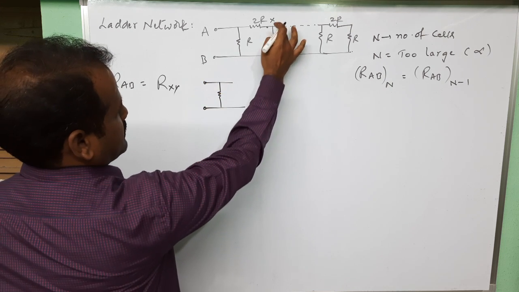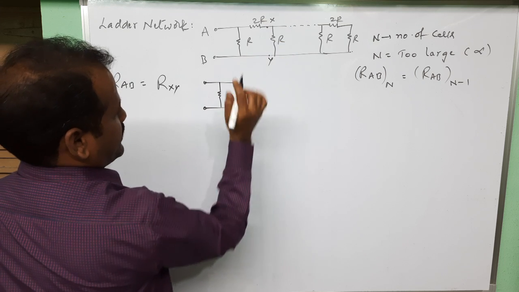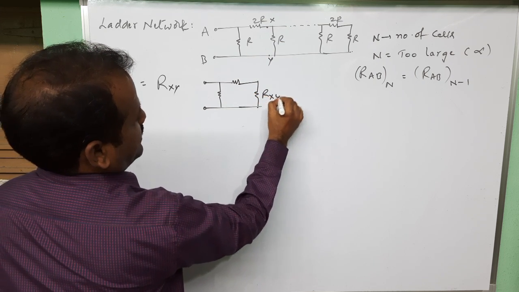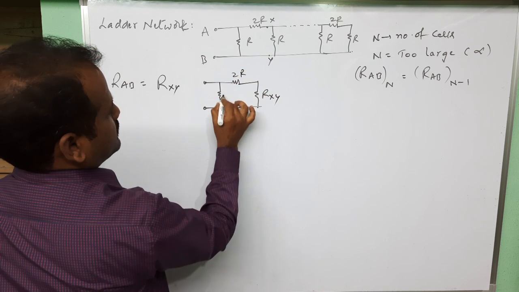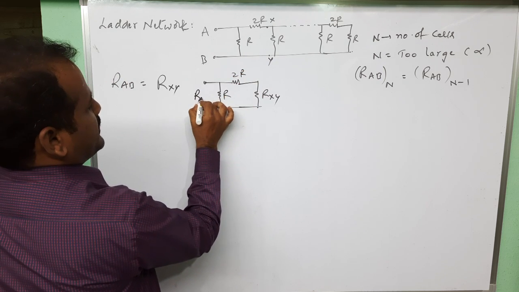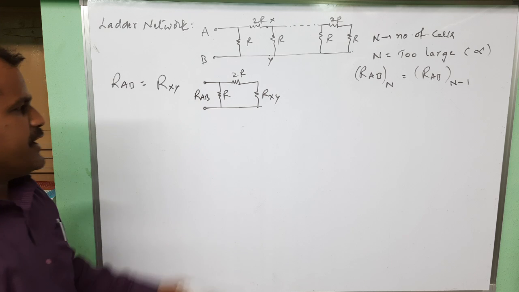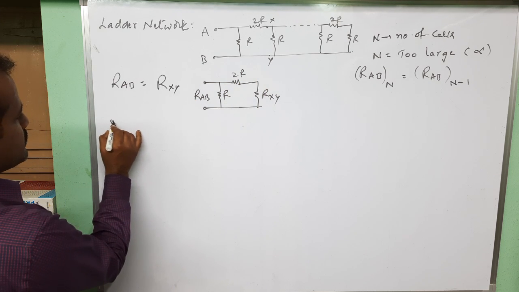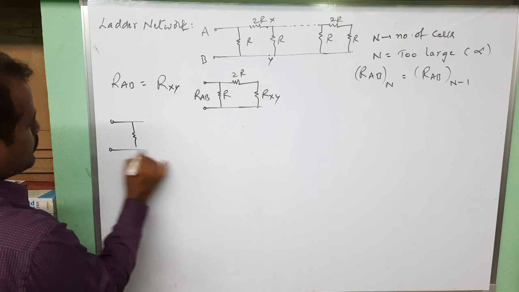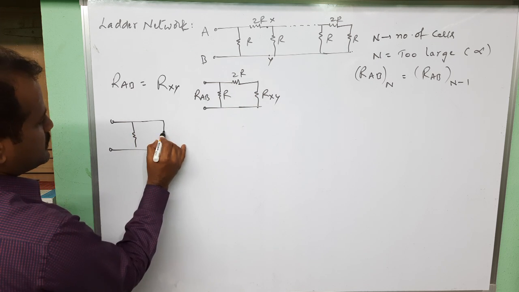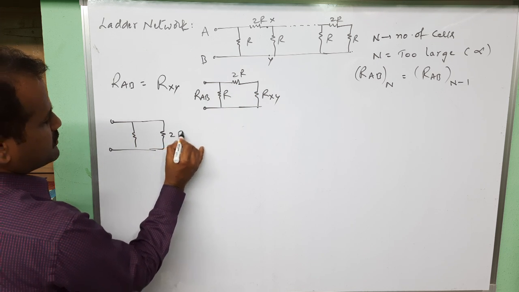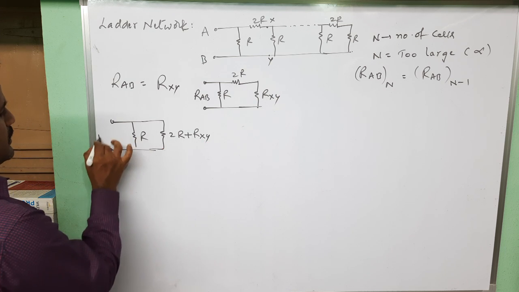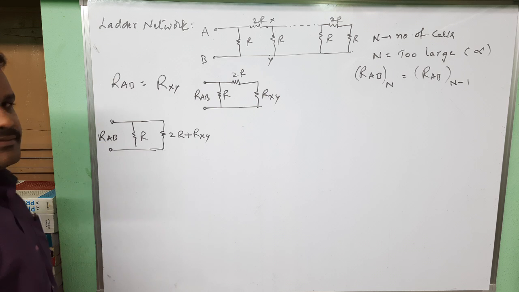With that assumption, I am rewriting this circuit like this. I am replacing the resistor RXY in this circuit. So here I am writing RXY. This is 2R and R given in the figure. Here it is RAB, which we need to find. We can rewrite this again: these two are in series, so this resistance is 2R plus RXY, and this is R. This is RAB we need to find.